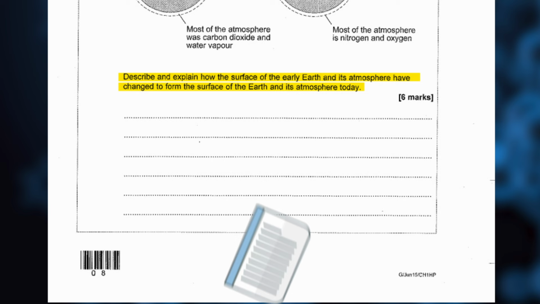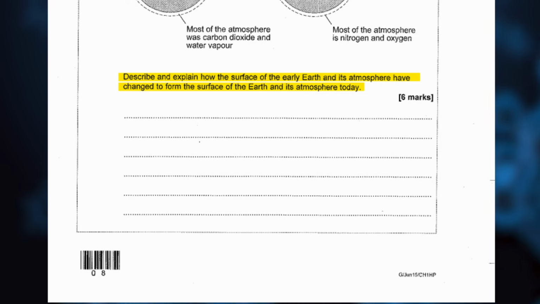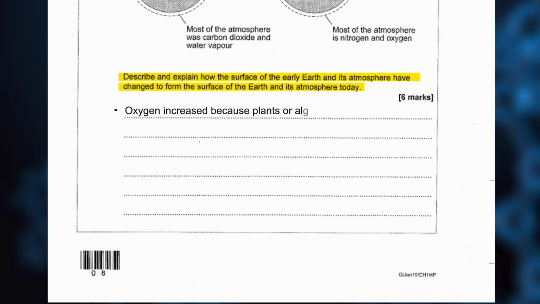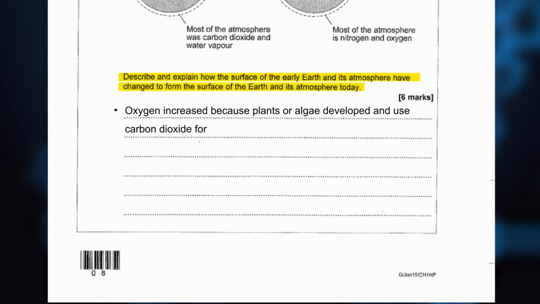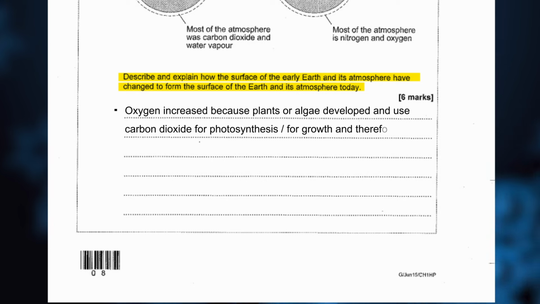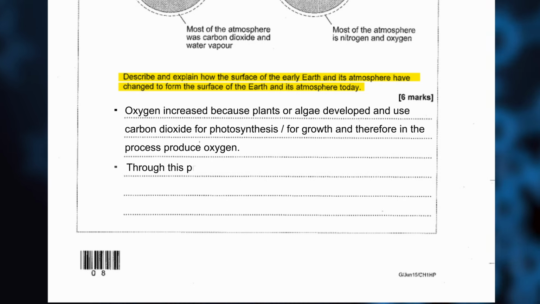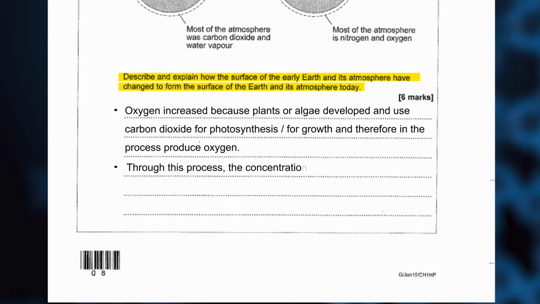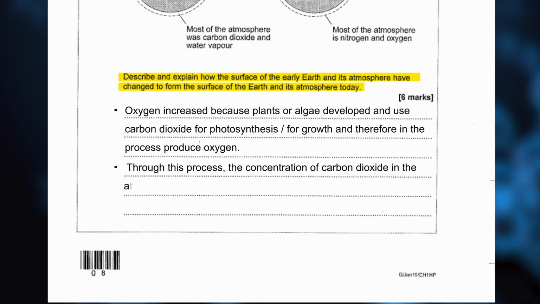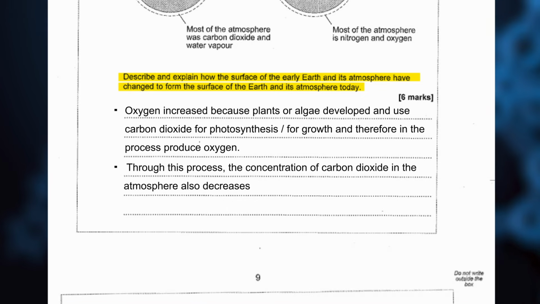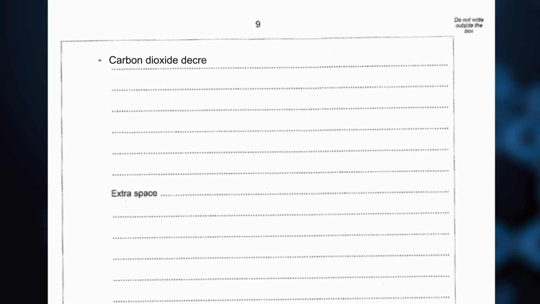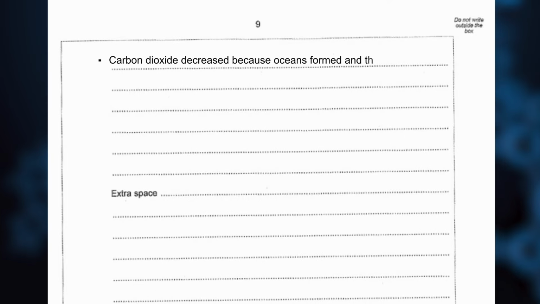And to get 5 to 6 marks for this question, you need to have a description of how at least 2 of the changes have occurred. One of them being oxygen increased because plants or algae developed and used carbon dioxide for photosynthesis or for growth, and therefore in the process produced oxygen. And don't forget to also write down that through this process, the concentration of carbon dioxide in the atmosphere also decreases. Another change that you could have put was that carbon dioxide decreased because oceans formed and this dissolved or absorbed the carbon dioxide.